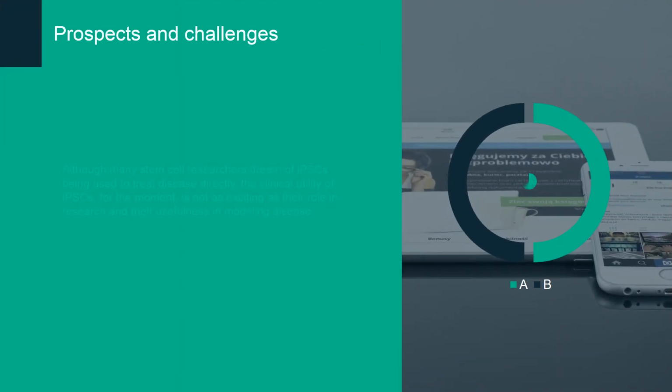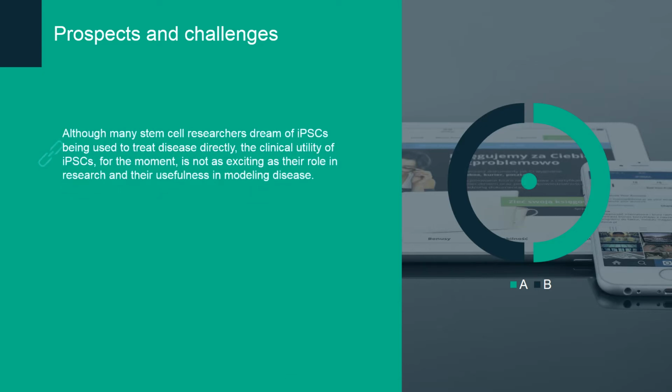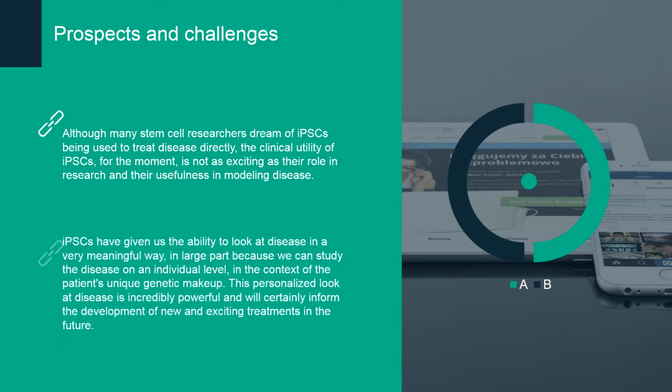Although many stem cell researchers dream of iPSCs being used to treat disease directly, the clinical utility of iPSCs, for the moment, is not as exciting as their role in research and their usefulness in modeling disease. iPSCs have given us the ability to look at disease in a very meaningful way, in large part because we can study the disease on an individual level, in the context of the patient's unique genetic makeup. This personalized look at disease is incredibly powerful and will certainly inform the development of new and exciting treatments in the future.